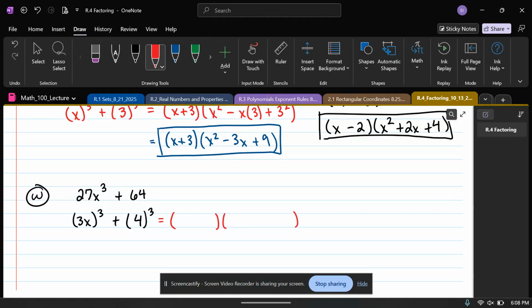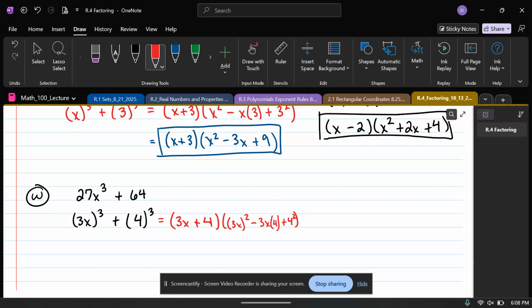Long factor, short factor. What's the short factor? Yeah, that's the easy one. Everybody ought to be able to get the short one right. Just take the cubes off. Now the long factor, it's a little tougher on this one because you got that 3x in the first spot. So we're really squaring 3x, and we're really multiplying 3x times 4 in the middle, and then we're squaring 4 on the end.